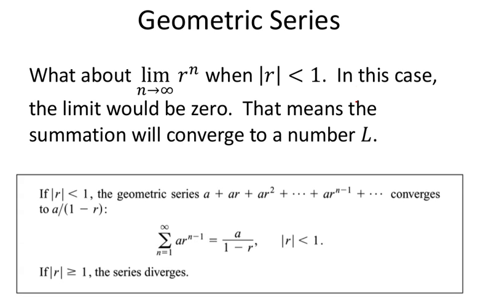So that's one thing to know. There's another case here, and that is when r is less than 1, the limit would be 0. And that means that the summation will converge to a certain number. Let's say L, since that's usually what this book uses for constants that converge.